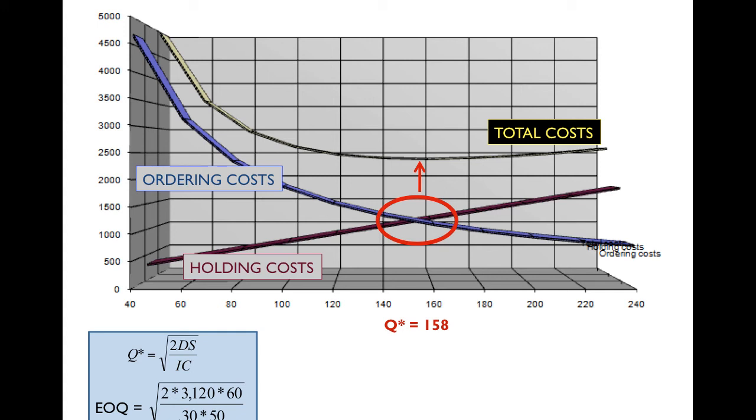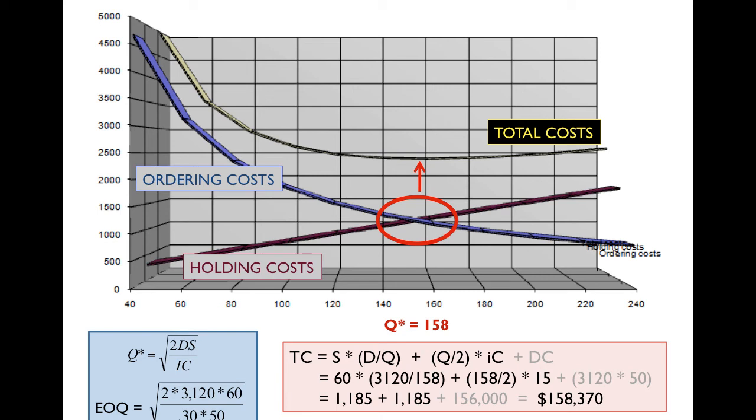The S, which is 60, is the cost to place one order. I is the carrying cost rate, and then C is the cost to buy a product. So if we solve that, we get 158, and if we put that into our total cost equation, then the total cost is going to be $158,370. Now the bulk of that is from the product cost. The DC term is actually equal to $156,000. The cost to order and hold turn out to be $2,370 at that point. So again, I made a note there at the bottom that the D here is annual demand, not the small d, not period level demand.